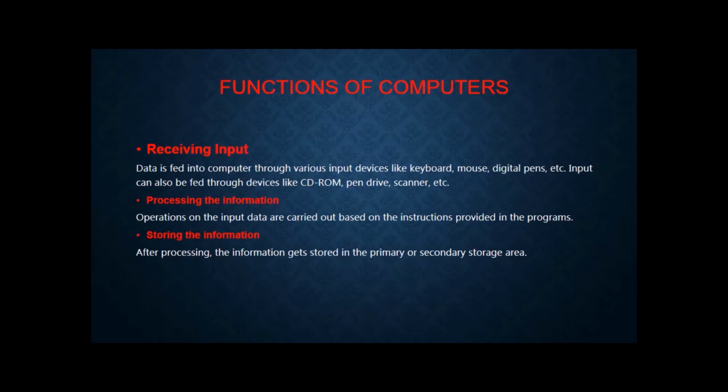The second function of a computer is processing the information. After it has received the info, it moves on to processing the information. Operations on the input data are carried out based on the instructions provided in the programs. The third function of a computer is storing the information. After processing the information, it gets stored in the primary or secondary storage area.